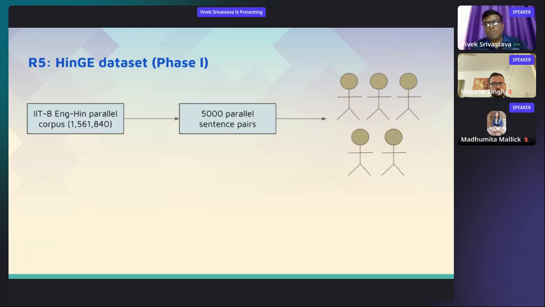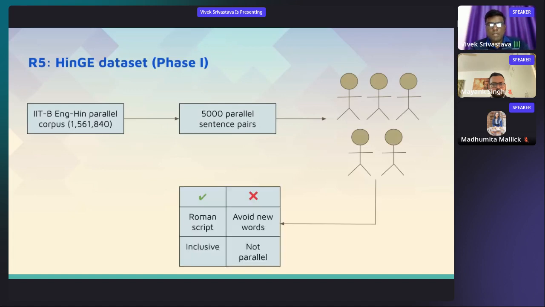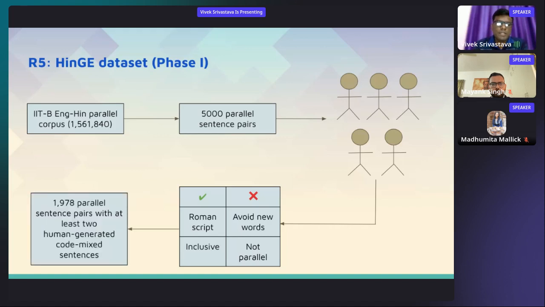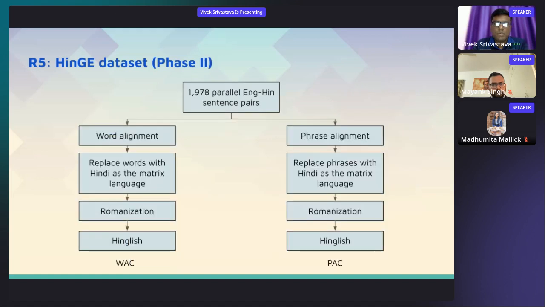We gave it to 5 different annotators. We asked them to generate English sentences in Roman script, and we asked them to not include additional words apart from what we already have in the parallel sentences. And if the pair is not a very good translation of each other, we ask them to not do the annotation for that, or not give the corresponding English sentences for that. As a result of this entire process, we got 1978 parallel sentence pairs with at least 2 human-generated code mix sentences. There is no upper limit from our side. On average, they have generated 2.5 sentences.